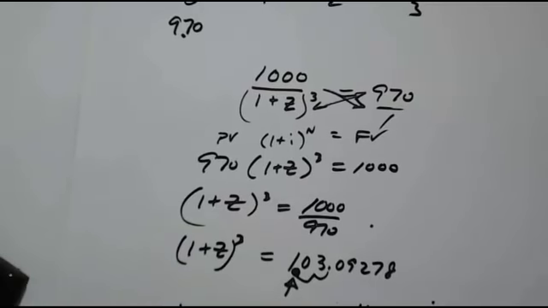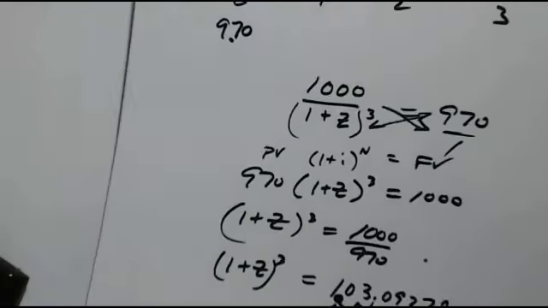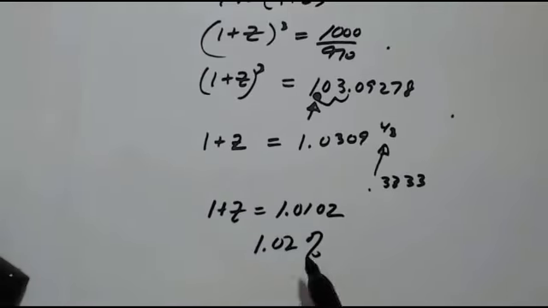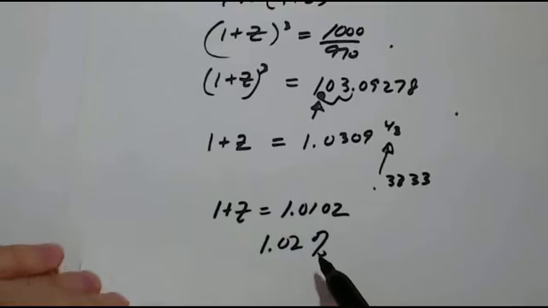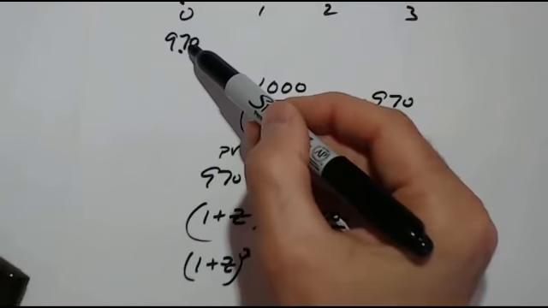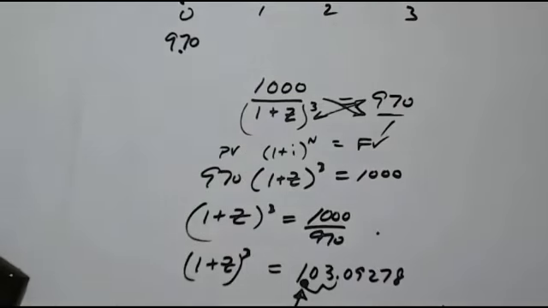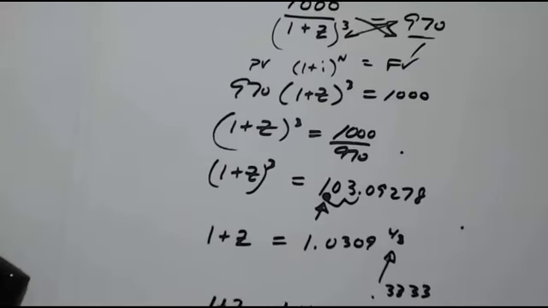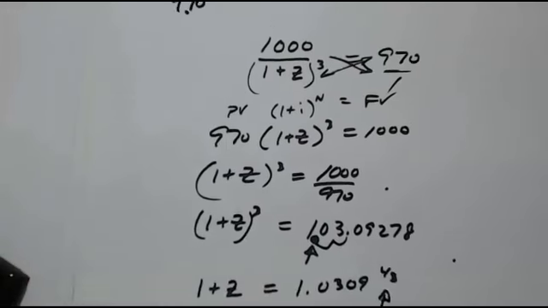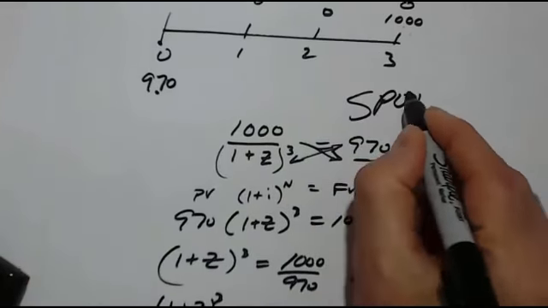And you get 1 plus Z equals 1.0102, which translates into 1.02%. So the spot rate associated with this particular bond is 1.02%. So if you earn a little over 1% for each of 3 years, this $970 will compound to $1,000. That is what a zero is, and the interest rate associated with a zero coupon bond is called the spot. Spot. S-P-O-T. Spot rate.